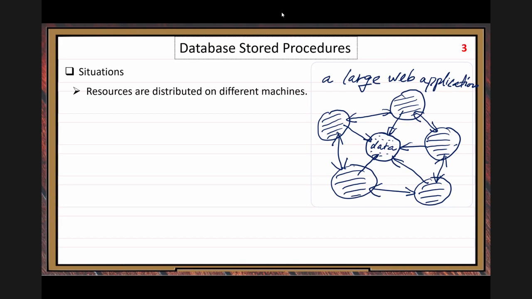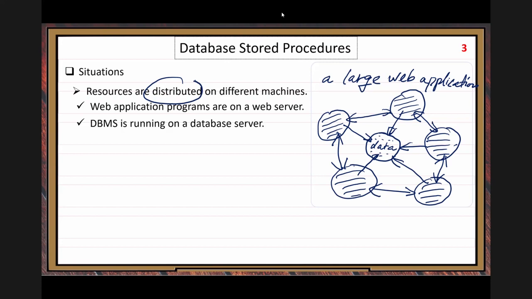So now, in this distributed type, let's look at how we provide data services efficiently. Web application programs are on a web server. The DBMS runs on a database server. An efficient way is the database program module.